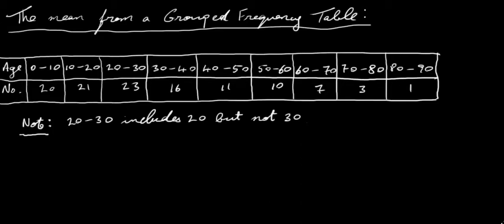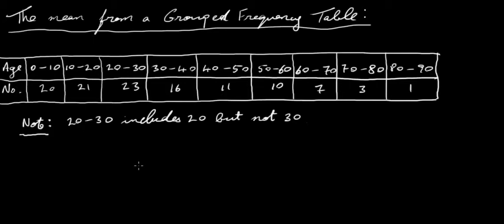Okay, so here we're going to have a look at the mean from a grouped frequency table. I have a set of data here, and it's to do with the age of people in a particular population. So we have people from 0 to 10 years of age, 10 to 20, 20 to 30, and so on, up to 90 years of age.